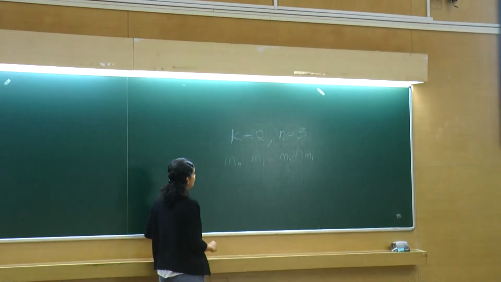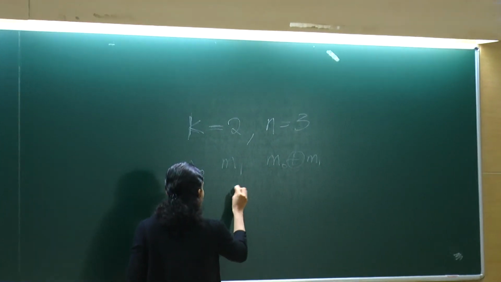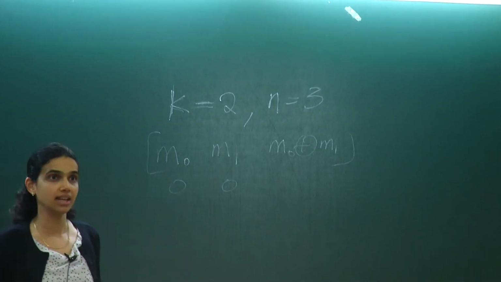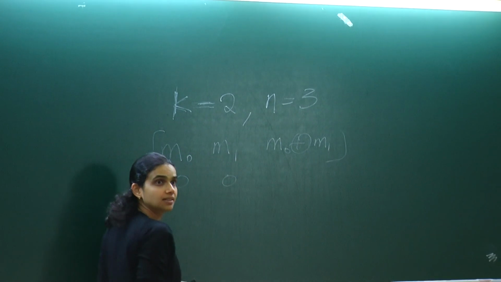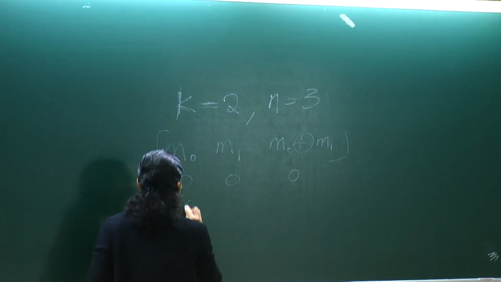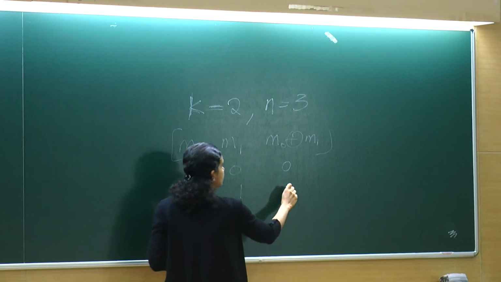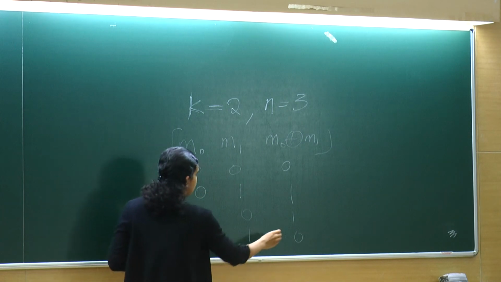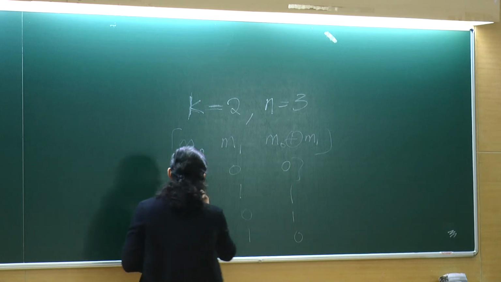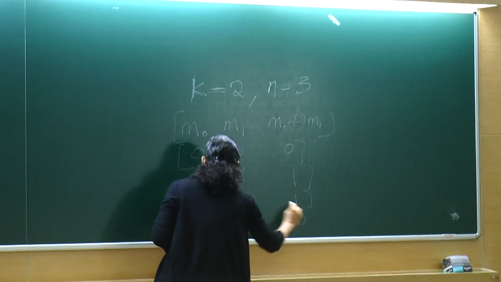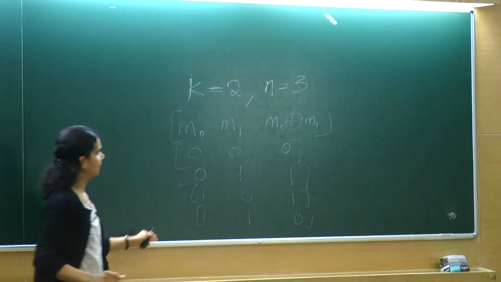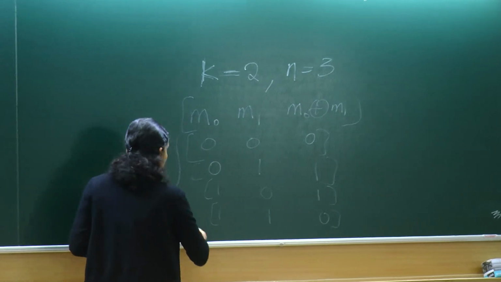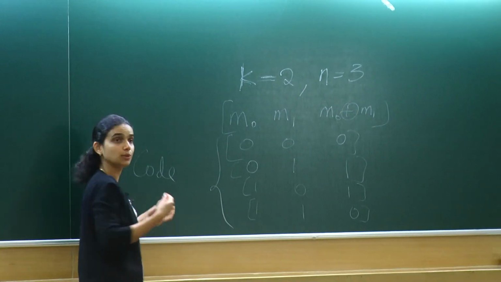Okay, so quickly, if I have message 0, 0, this is going to be my code word, which is length 3 because n is 3. So what would this be? 0, right? If my message is 0, 1, this is going to be 1, since 1 XOR 0 is 1, and 1, 1 gives 0. So these 4 vectors are my code words, and these 4 code words together are our code.